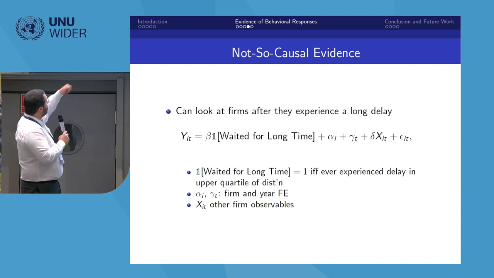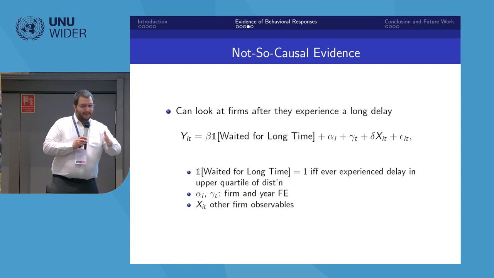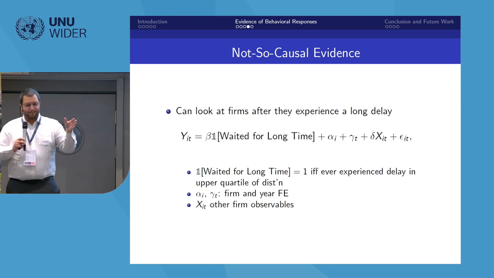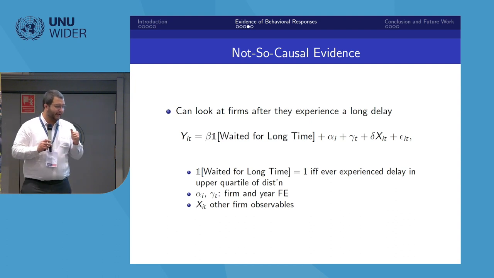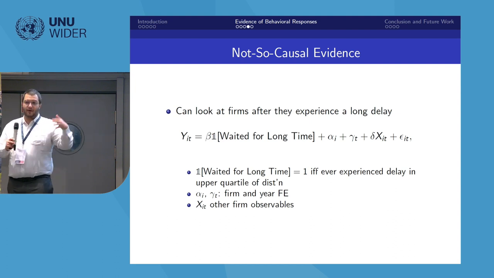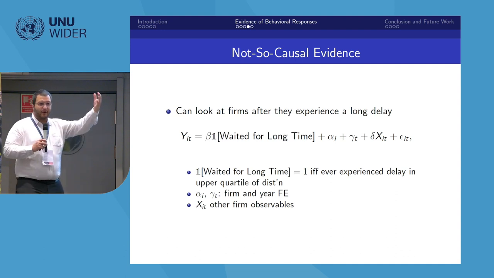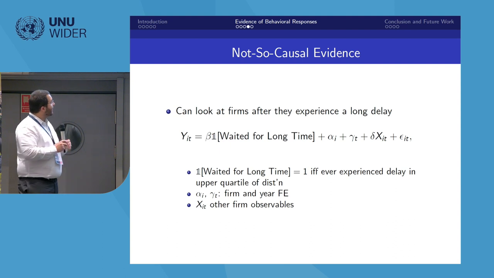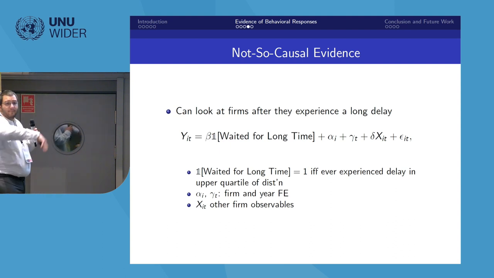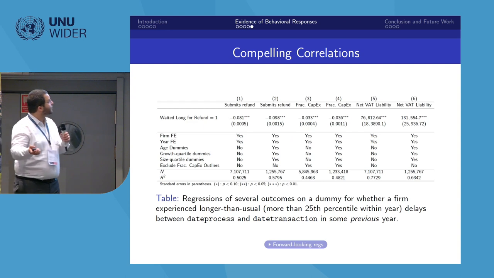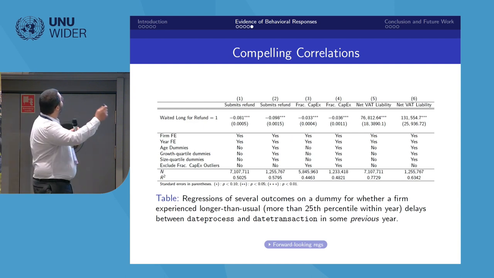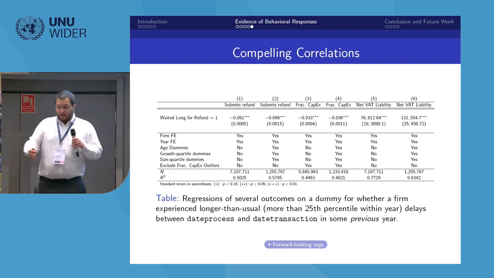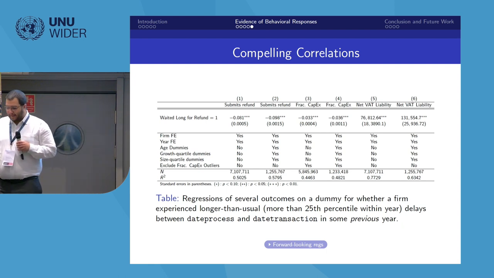So what we do here is we create a dummy variable that is zero before you experience the delay and is one thereafter. So it becomes one if you are ever in the top quartile of waiting times in any given year, and then we look at what happens to some outcomes. We can control for year fixed effects, firm fixed effects, and other year-variant controls.